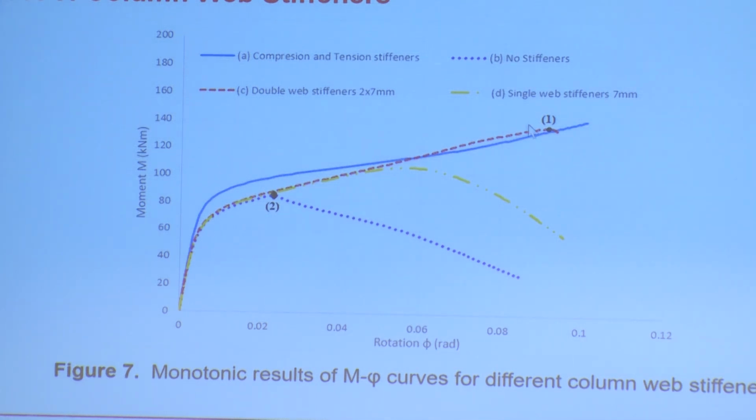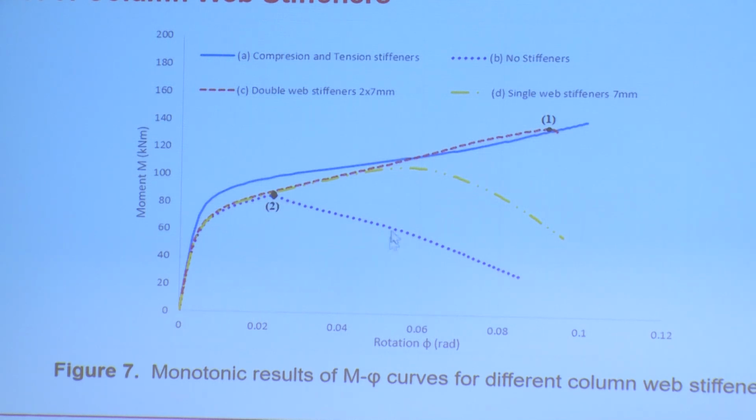Interestingly, when I use this type C double web stiffener with a thickness of 7 millimeters, the moment capacity and the initial rotational stiffness are somewhat similar until critical point 1 is reached. After that we have a shortfall of moment resistance, and this is due to the premature failure of the joint. The other 2 reinforcements that I used are a single web stiffener of 7 millimeters and the absence of column web stiffeners.